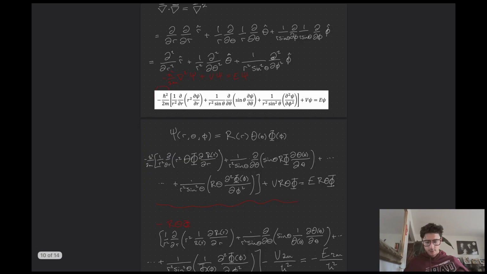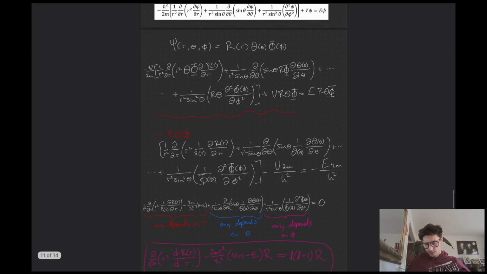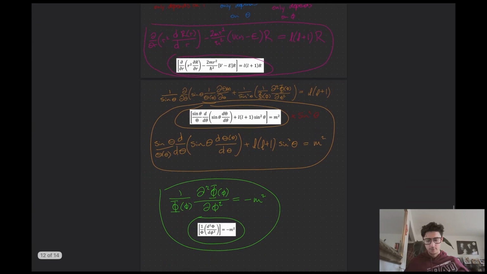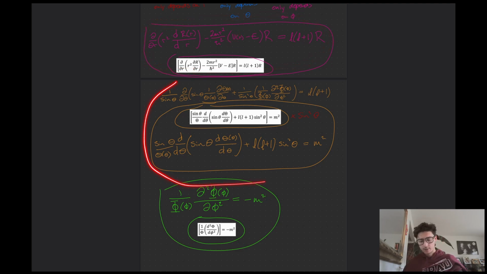Then what we do is we manipulate the equation. So we plug in separation of variables, which is a guess, which says the function can be broken up into a multiplication of three different functions, each depending on its own variable. Then we manipulate the equation and we end up with three different equations, each of them depending on their own variable. This one depends on r only. We also have a V there. This one depends on theta only. So this is the final differential equation. And this one depends on phi only.